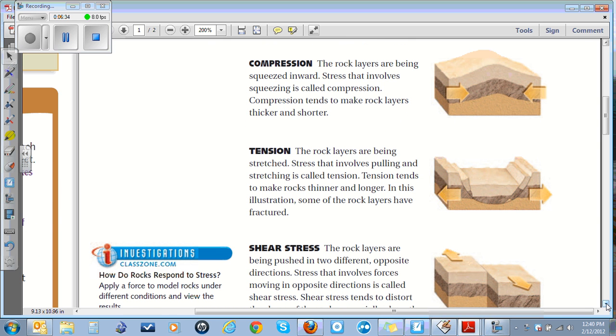Compression. The rock layers are being squeezed inward. Stress that involves squeezing is called compression. Compression tends to make rock layers thicker and shorter.